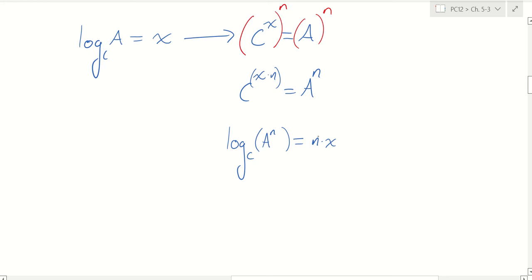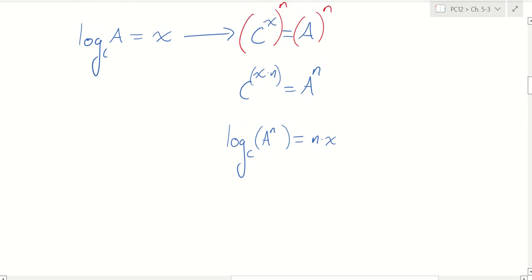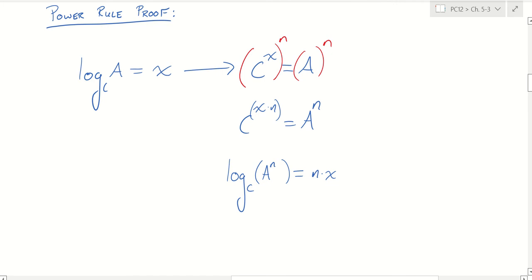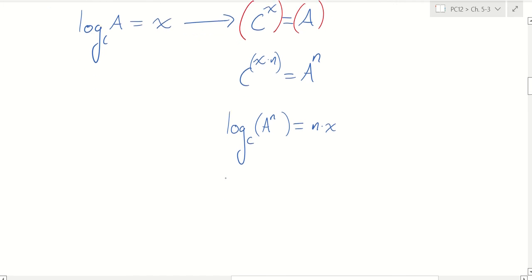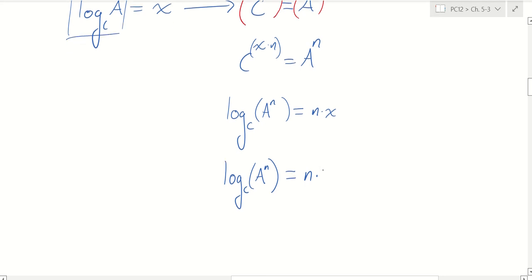It's technically true because multiplication is what we call commutative. The order doesn't matter. So 2 times 3 is the same thing as 3 times 2. x times n is the same thing as n times x. So hopefully that doesn't throw you off too much. And what can we do finally here? Well, just perform one last substitution to complete the proof. We're not going to do anything to the left-hand side, as per usual with these proofs. Left-hand side just stays the same. And the right-hand side, I have this n times x. What was x? Well, x was originally defined at the very beginning as log base c of a.